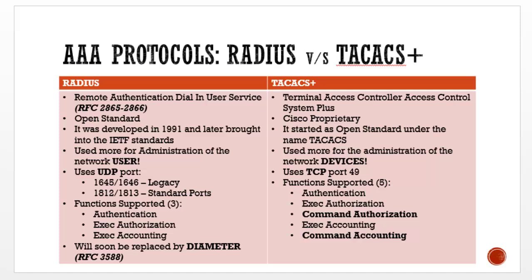If we have an ASA, for instance, between the AAA client and the ACS server, TCP port 49 will have to be opened. Otherwise, we will not have the communication between the client and the ACS server. Compared to RADIUS, TACACS+ has two extra functions, that is command authorization and command accounting. Like I mentioned, command authorization tells what commands the user can use and what commands the user cannot use, and accounting just logs those extra commands that the user uses.